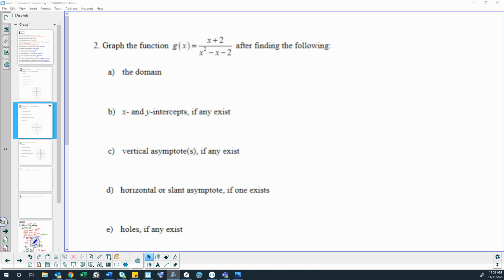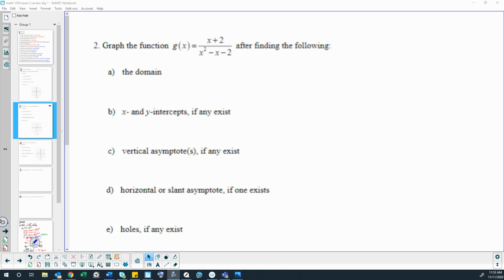And then you're finding x and y-intercepts of a different rational function. And then you're finding vertical asymptotes of a different rational function. And then you're finding the horizontal asymptote of a different rational function. So on our assignment, we're doing all of those things on the same function. But on your test, it's split up into different, completely separate problems. Okay? Oh, and horizontal. Maybe I already said that.